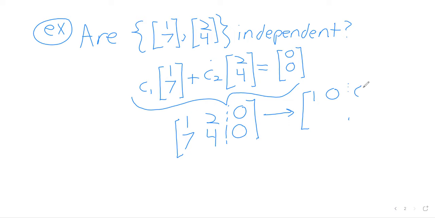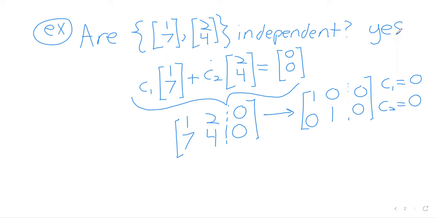When we perform Gauss-Jordan elimination, we end up with that. So this first row is C1 equals 0. That second equation is C2 equals 0. So if C1 and C2 are both 0, that's the trivial solution. So this only has the trivial solution, and these vectors are linearly independent.